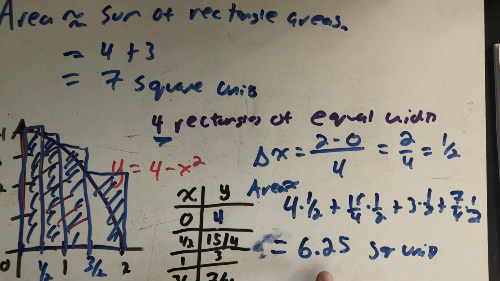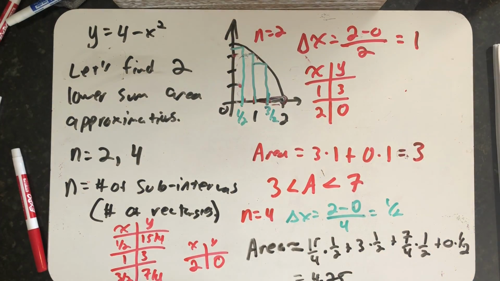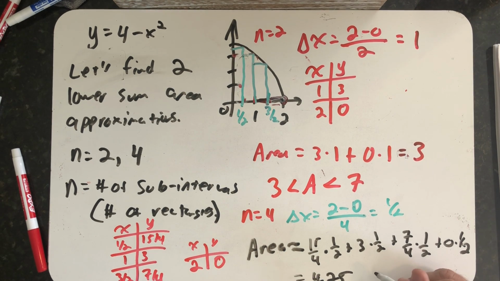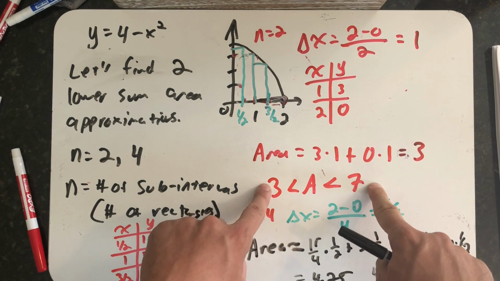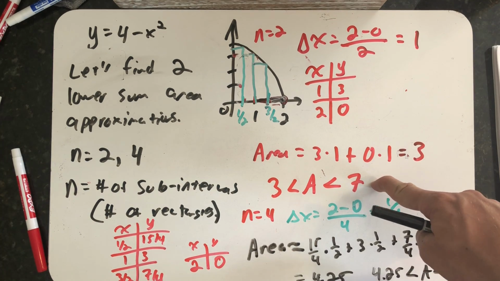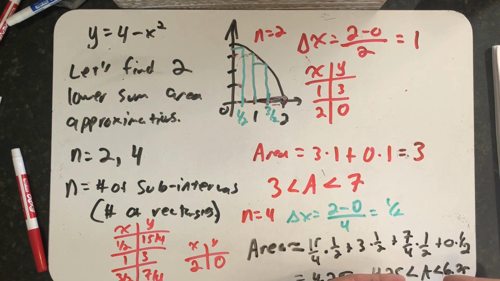And so now, if I go back and I look at my upper sum for n equals 4, I had 6 1/4. So what I know now with more rectangles is that the true area is between 4.25 and 6.25. And what I see is with more rectangles, the lower sum went up and the upper sum goes down.